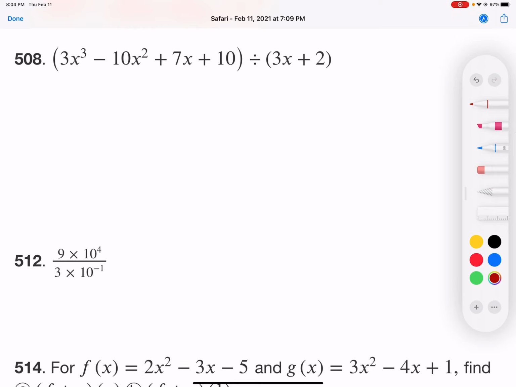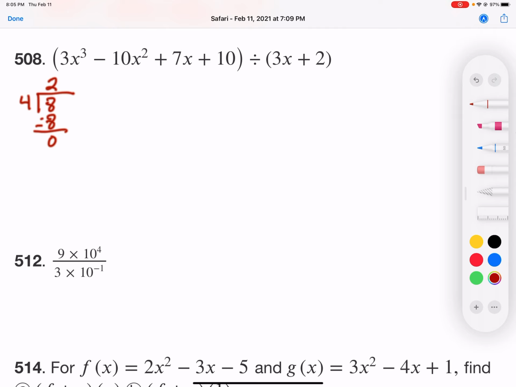Right, question 508 is asking us to find the quotient of these two expressions. So if you remember back when you had, say, 8 divided by 4, we want to know what number we need to multiply 4 by to get 8. In this case, it's 2. So that would give us 2. Subtract that, and we're left with 0. So we're basically doing the same thing here.